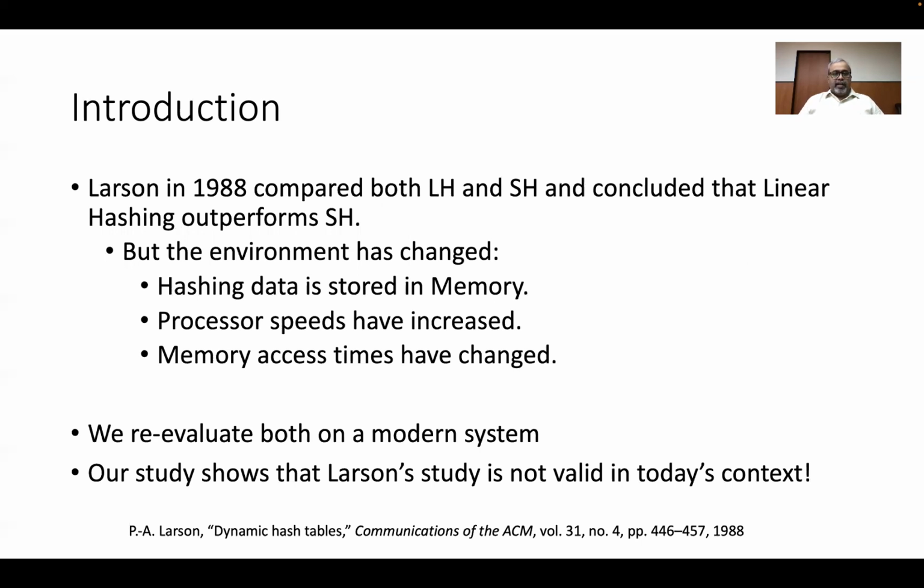Larson in 1988 compared both linear hashing and spiral hashing and concluded that linear hashing outperforms spiral hashing. But the context has changed today. Hashing data is stored in memory. Processor speeds have increased. Memory access times have changed. We evaluate both of them on a modern system. Our study shows that Larson's study is not valid in today's context.